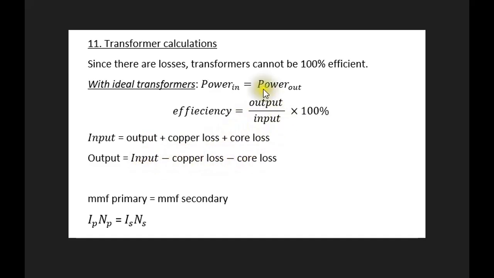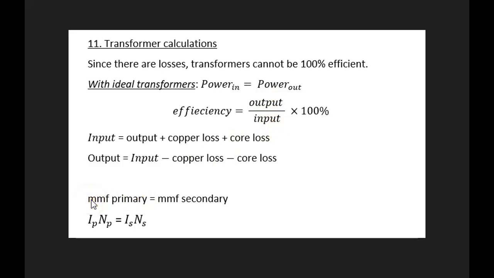Output is equal to input minus copper losses minus core losses, meaning that your output will be the smaller number. The input must be the larger number: input is equal to output plus copper losses plus core losses. So all you have to do is make sure that your input is always greater so that you get a percentage less than 100%.